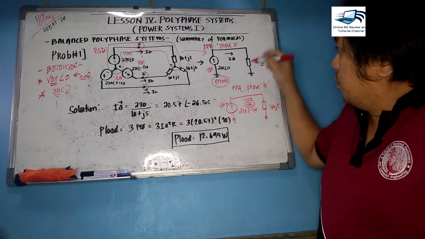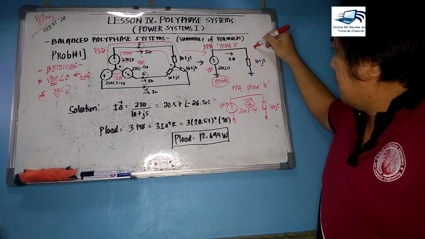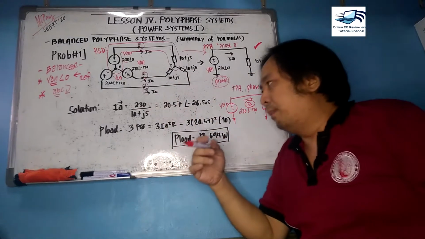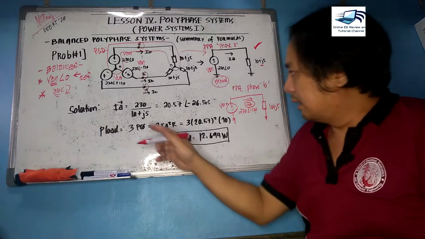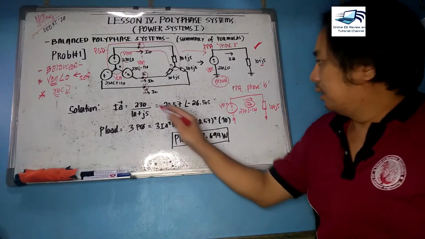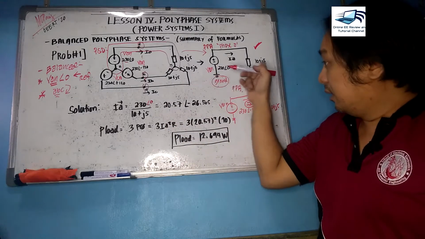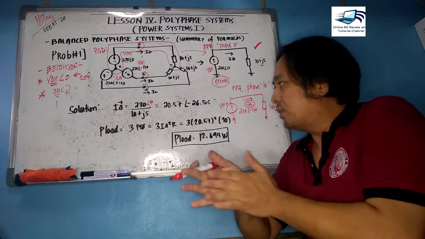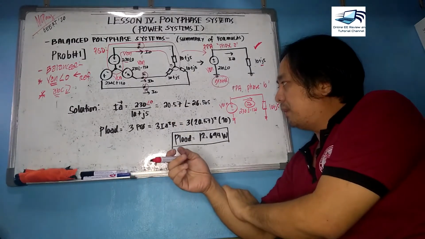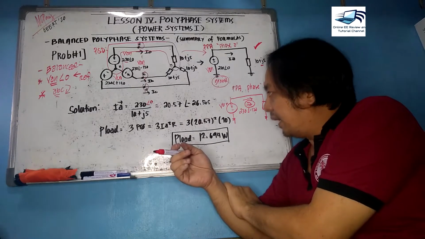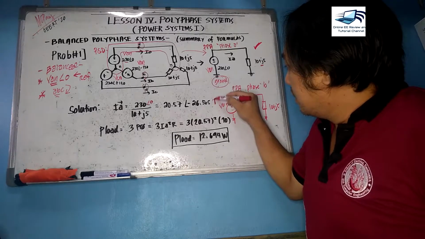So we can now use phase A as our main goal here, since our problem is just getting the total power. Using Ohm's law, you have 230 volts divided by 10 plus j5 ohms. You will have 20.57 angle negative 26.565 degrees amperes.